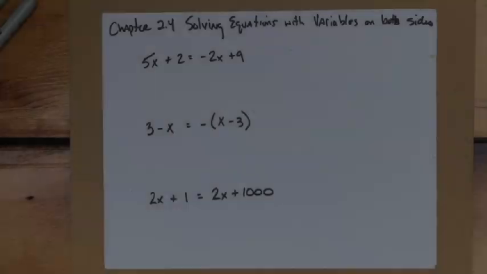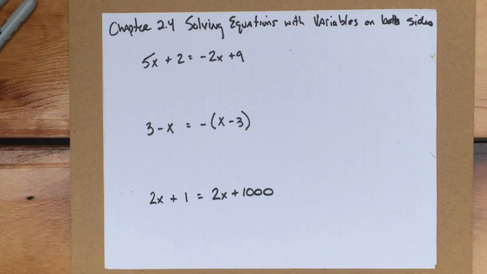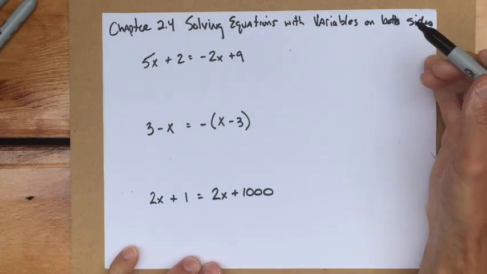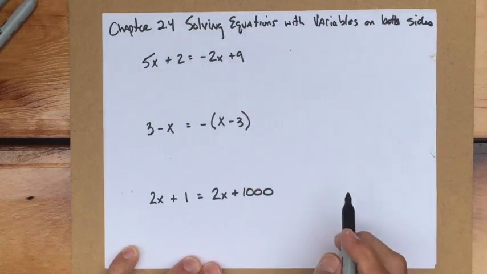The last video today is about solving equations with variables on both sides. This is section 4 of chapter 2. Good luck. The fourth video in this very straightforward series on solving equations has to deal with solving equations with variables on both sides. Now, 3 different examples.